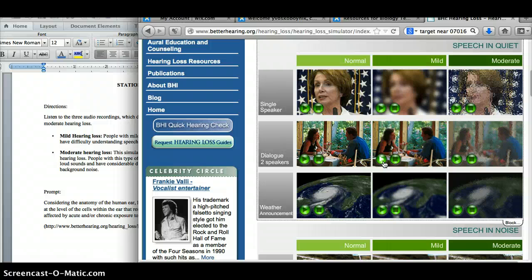Oh, yeah. So you can actually hear how it sounds fuzzy, and then someone with moderate hearing loss hears what they would hear.